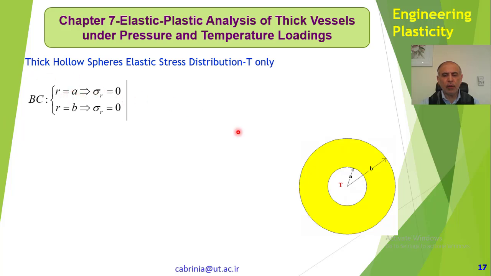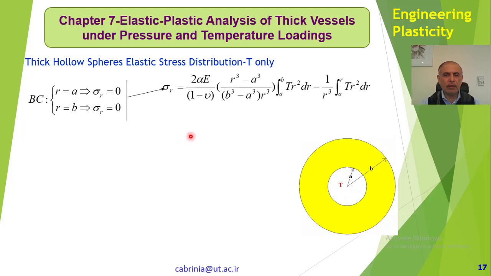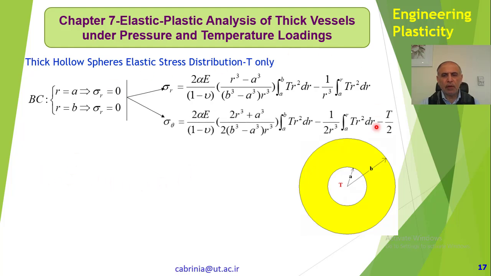At R equal to A, sigma R is 0, and at R equal to B, sigma R is 0, because before we had internal pressure, which was equal to minus P, but now we don't have any internal pressure, so it's 0. No pressure outside, 0. We have only temperature, no loading on the free surface. And because of that, I had before sigma R and sigma theta in terms of constants C1 and C2, so I put these boundary conditions in and I get the constants.